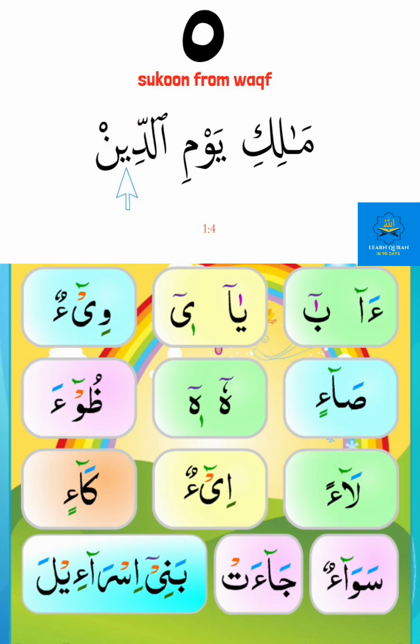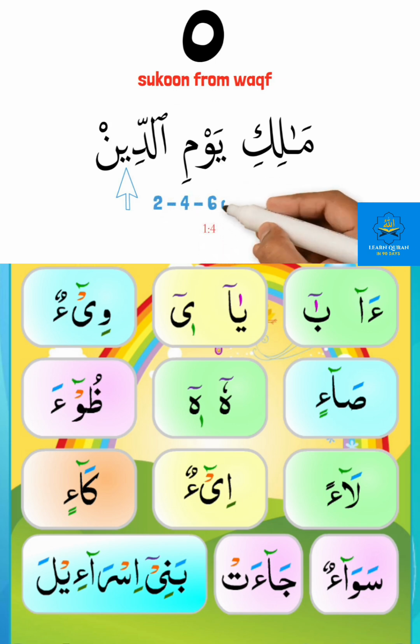So when you see a long vowel followed by a Sukun that we created, we lengthen it for 2, 4 or 6 counts. The verse reads, Maliki yawmiddin. Or if you want to recite it longer, Maliki yawmiddin. However, after choosing one, we must be consistent with that number.